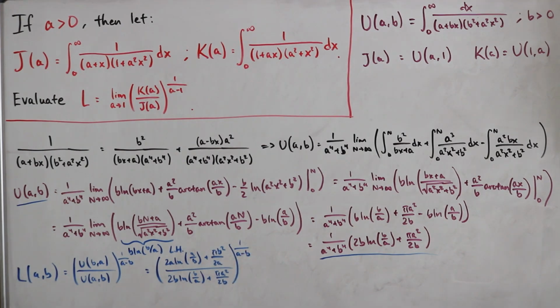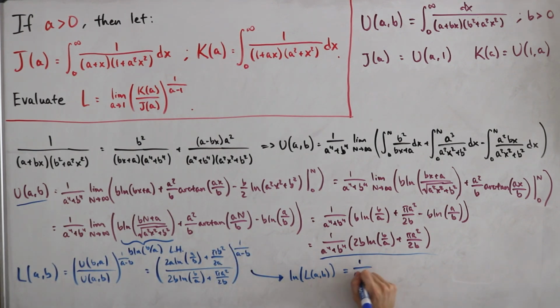And so what we can do here is take the natural log of both sides. So then we have the natural log of capital L of a, b over here. Of course, that just means I can move the exponent 1 divided by a minus b to the front.